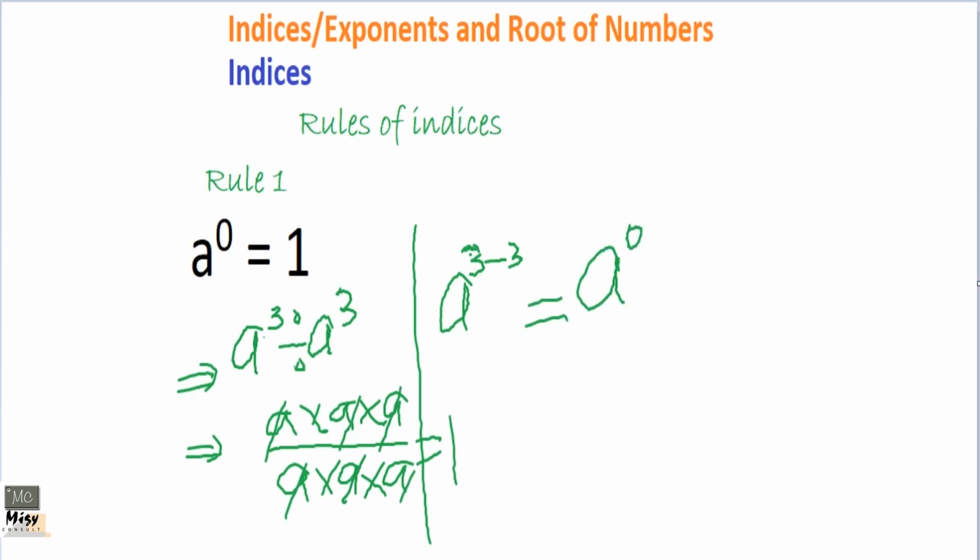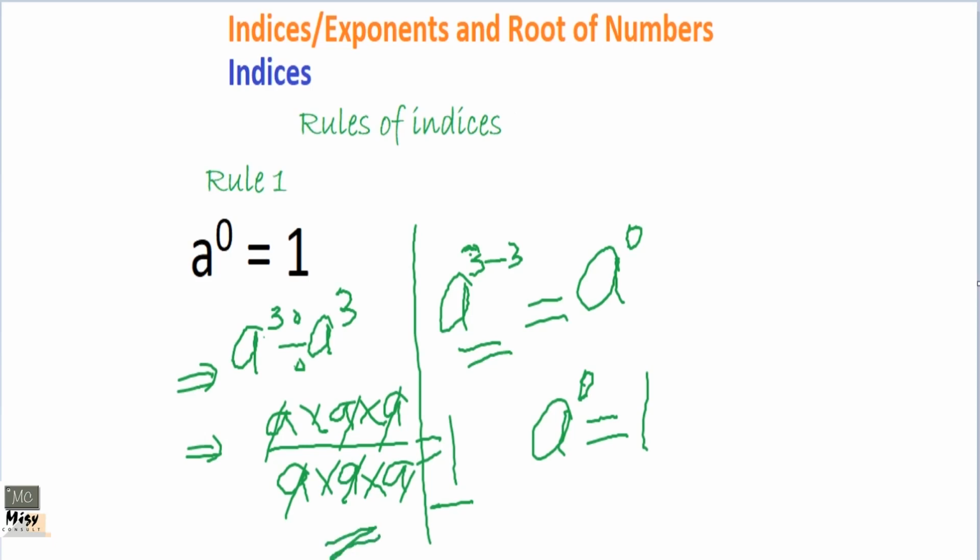But a raised to the power 3 divided by a raised to the power 3 is going to be what? A raised to the power 0. And since we got 1 and it's the same as a raised to the power 0, it means that a raised to the power 0 equals 1. So that tells us that per the rules, any number raised to the power 0 is 1, and it can be proven with this or that.